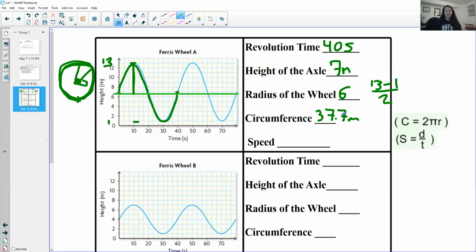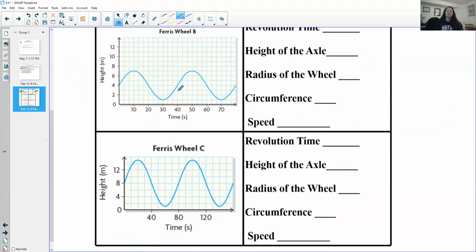So we're going to take 37.7 and we're going to divide by our revolution time, our 40 seconds. So 37.7 divided by 40, I got 0.94 meters per second. So almost a meter per second. Okay, so this is one Ferris wheel. You're going to continue to do the same for the other ones. I'm going to do just part B, and you can compare C on your own.